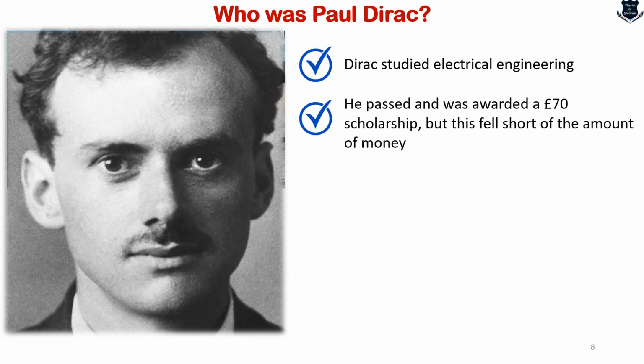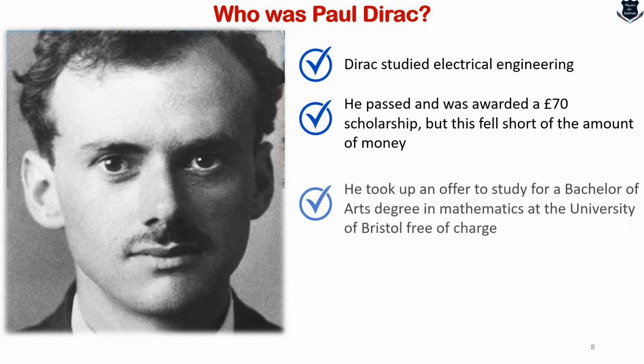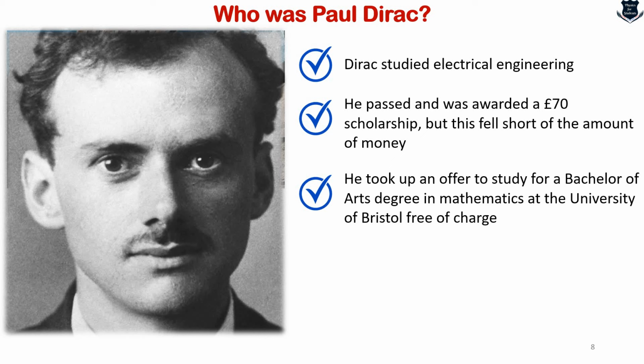John's College, Cambridge. He passed and was awarded a 70 sterling scholarship, but this fell short of the amount required to live and study in Cambridge. Now, despite having graduated with a first-class honours Bachelor of Science in Electrical Engineering, the economic climate of the post-war depression was such that he was unable to find work as an engineer.